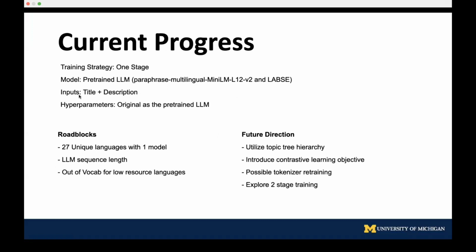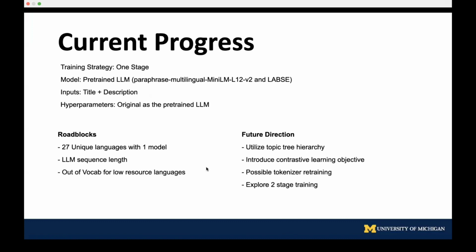And like I mentioned before, the inputs might have all empty slots. In that case, we can utilize the topic tree hierarchy, where if for a given topic there is no data present, we can go a level up, take the data from the topic's parents or even grandparents. We would also like to introduce the contrastive learning objective to increase the distance between the negative pairs and decrease the distance between the positive pairs in terms of semantic similarity.